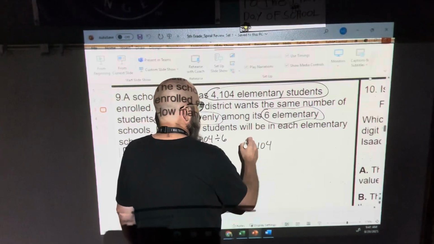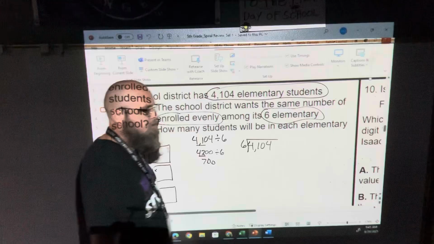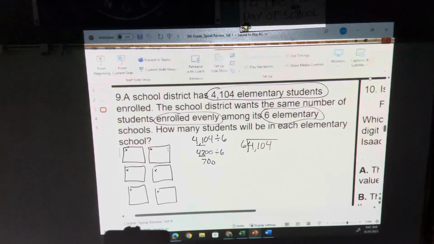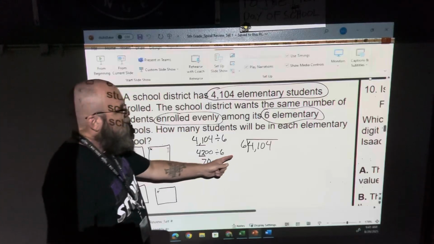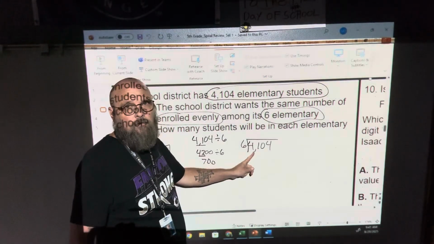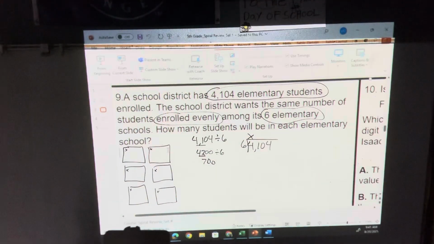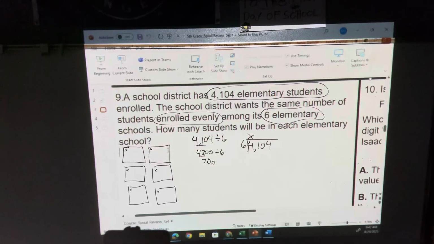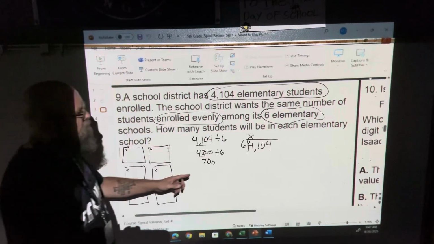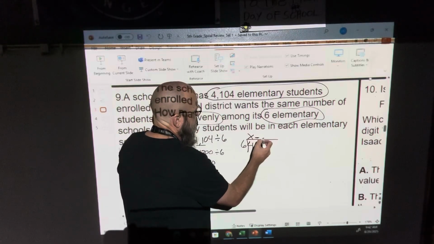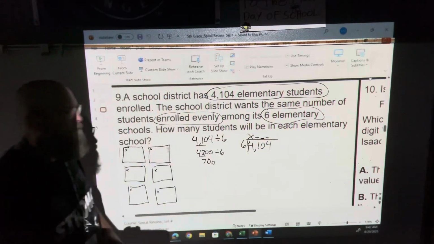So if I have 4,104 students, I'm dividing them evenly into 6 schools. Now, is 6 going to go into 4? It's not. I am not going to have a number in the thousands place. My number is going to be in the hundreds. It's going to be less than 1,000 and more than 99. So I know I'm going to have a 3-digit quotient. Quotient is the answer to a division problem.